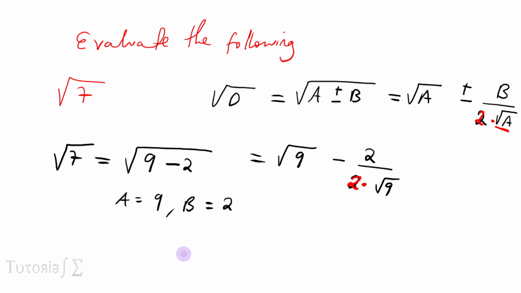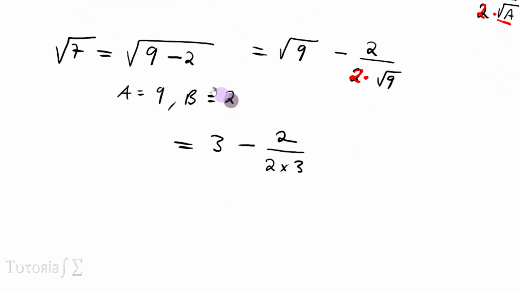So we can write this as, what is the root of 9? So the root of 9 will give us 3 minus, here we have 2 on top there, divided by this 2 here, times what is the root of 9, which is 3. Okay, you can simplify this. You see that the 2 there can cancel with that 2.